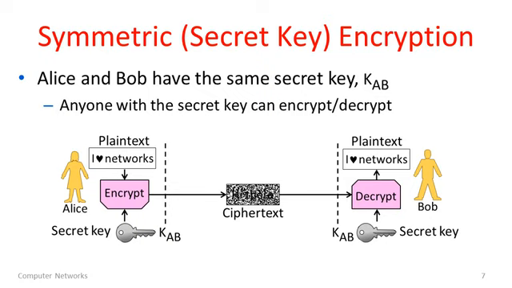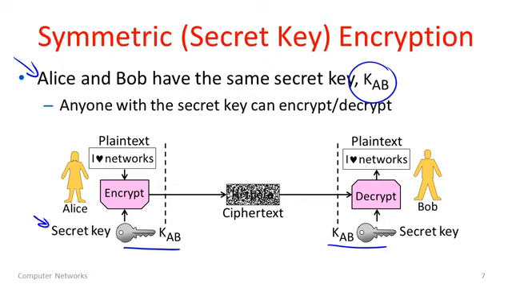So let's talk about both of these schemes in just a little bit more detail so you can see what's going on. Here's the same general picture as I had before. In symmetric key encryption, or secret key encryption, Alice and Bob have the same key. I've called that here KAB, and you can see here it is. They both have it, and it's marked a secret key.